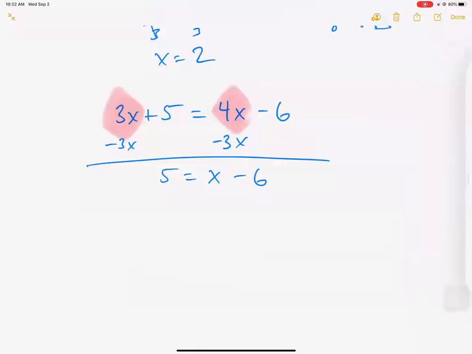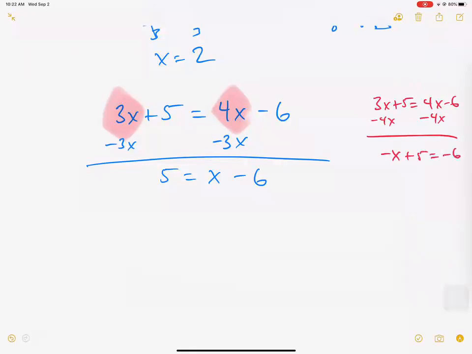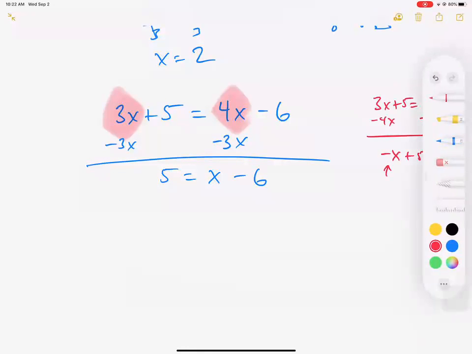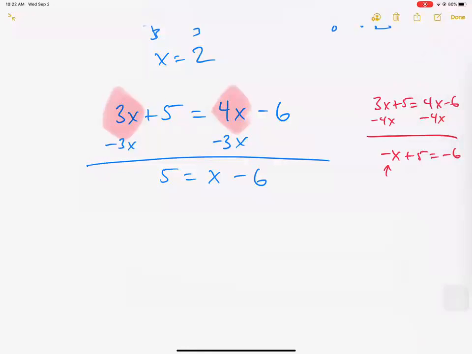Now, I'm going to do the same problem here on the right. If I write 3x plus 5 is equal to 4x minus 6. If I minus 4 to both sides, we end up with a negative x plus 5 is equal to negative 6. And then we have to deal with that negative x. And sometimes people make simple mistakes. Our goal is to make this as easy as possible so we don't make simple mistakes. So am I going to say this is wrong? No, this is also okay, but not as easy.